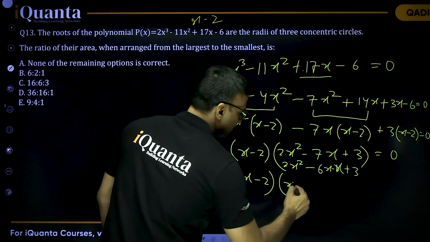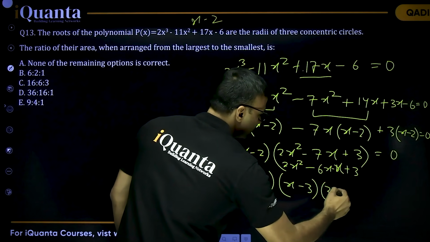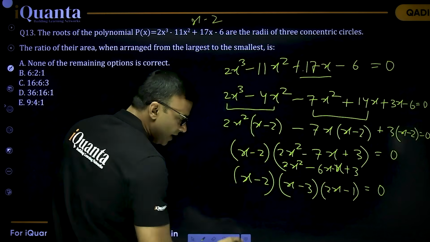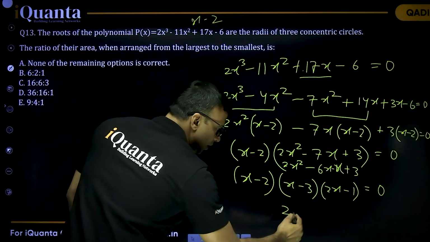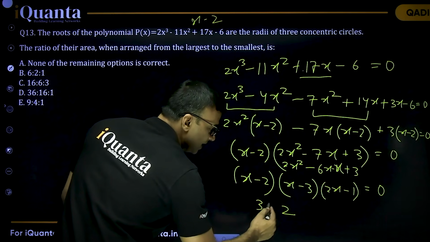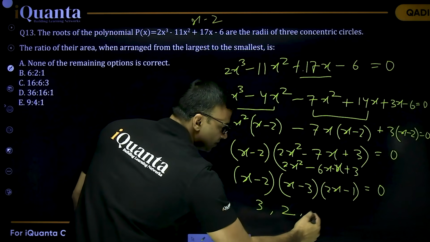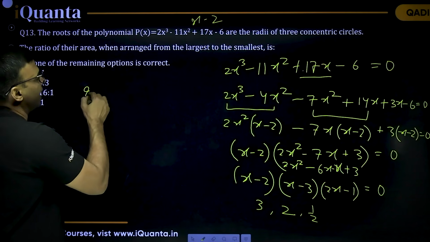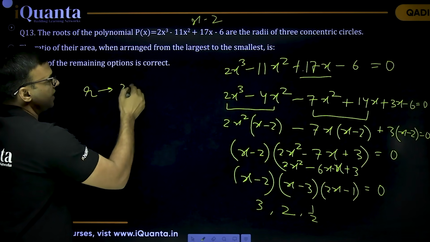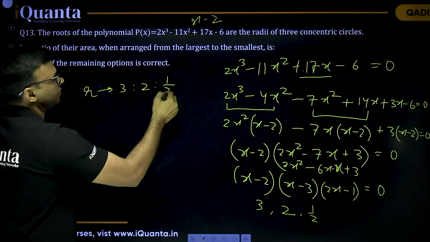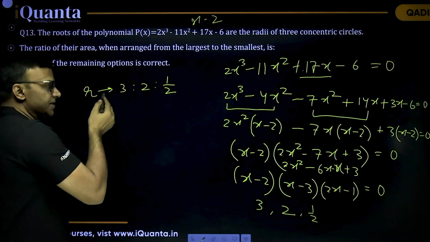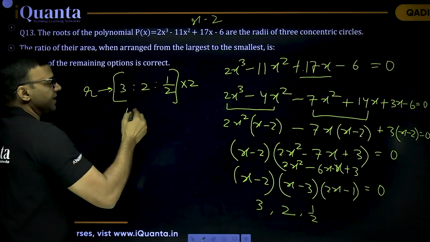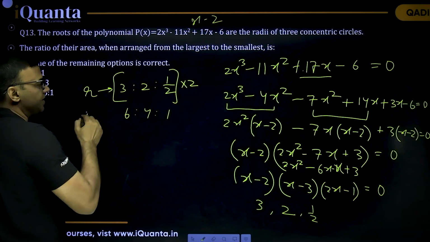So we have x minus 2 into x minus 3 into 2x minus 1 equal to 0. So the values of x will be, from x minus 2 we'll get 2, from x minus 3 we'll get 3. I am writing in the order of their size, and 2x minus 1 equal to 0 will give us 1 by 2. So the ratio of radii will be 3 is to 2 is to 1 by 2. Okay? So simplify this. Multiply the whole ratio by 2. So you get 6 is to 4 is to 1. This is the ratio of radii.